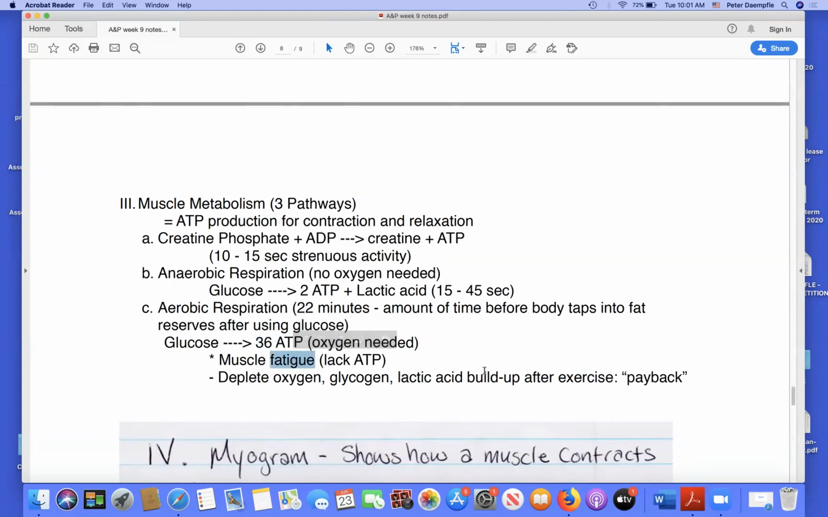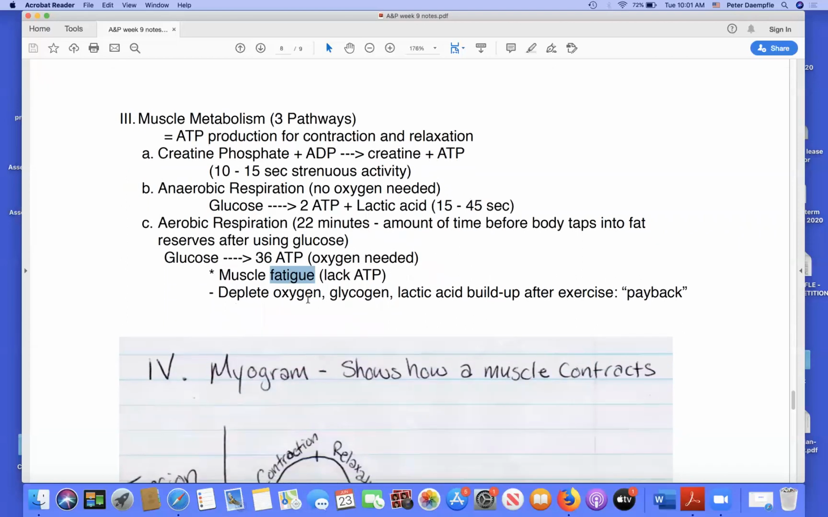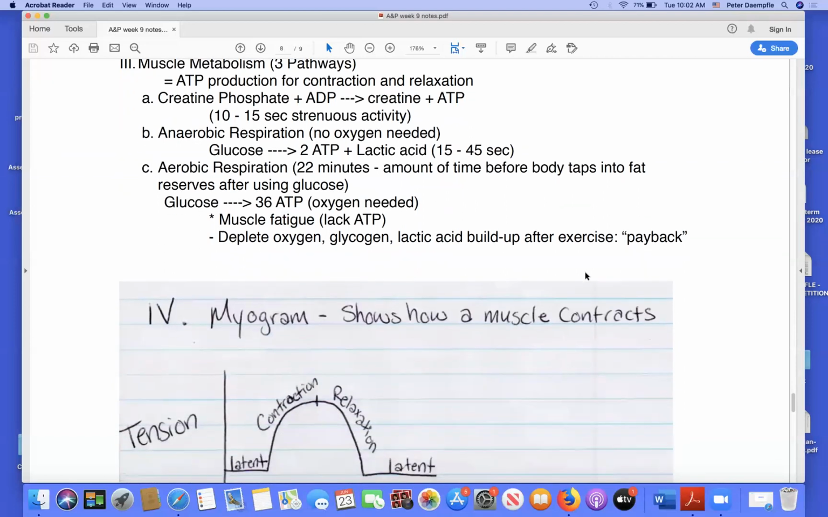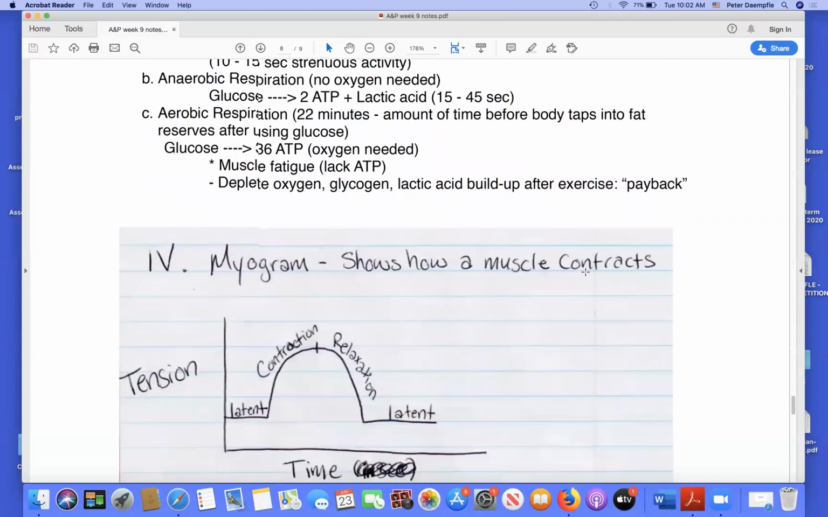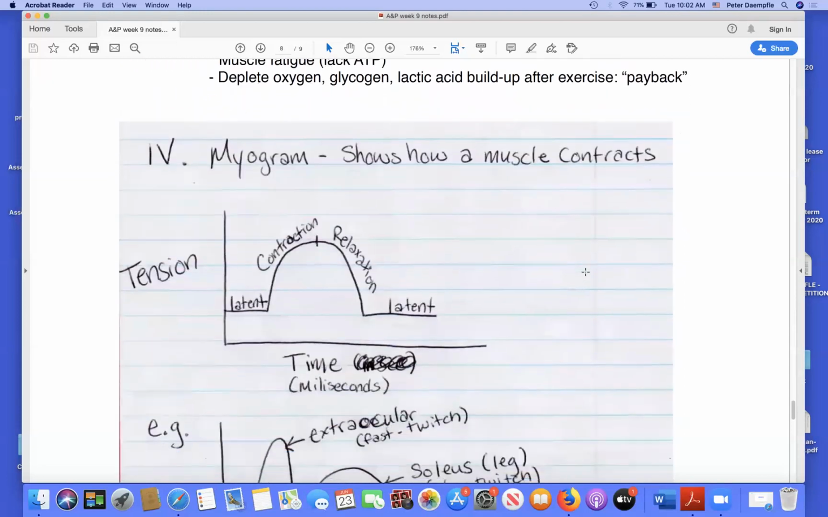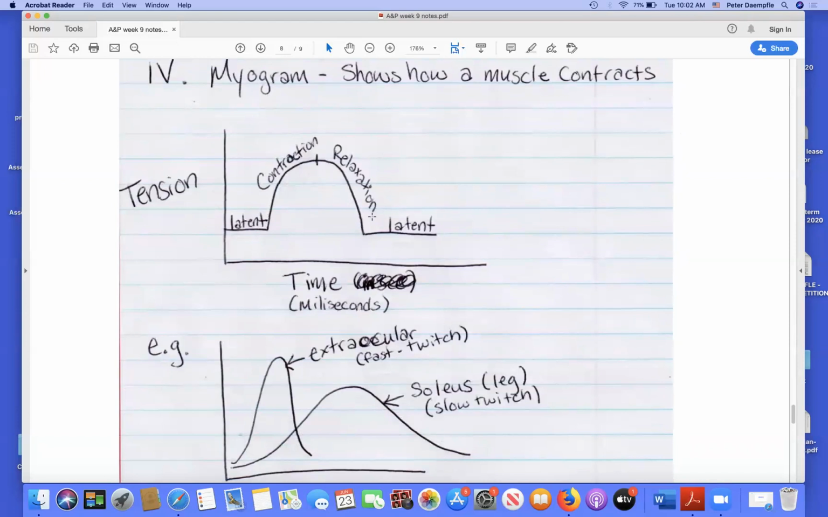When a muscle fatigues, it means it doesn't have enough ATP. You deplete your oxygen and glycogen, and lactic acid is a byproduct that builds up after exercise. And that's what gives you the burning, hurting feeling. A myogram shows you how a muscle contracts. A myogram is a procedure whereby you put a little hook on a muscle, an electrode contracts it, and you see how much it pulls and how quickly it contracts.